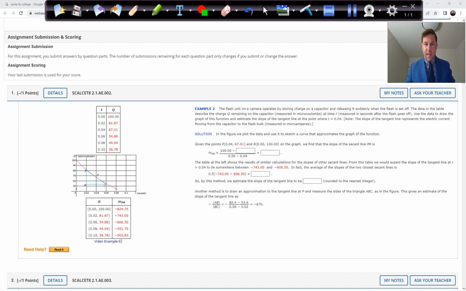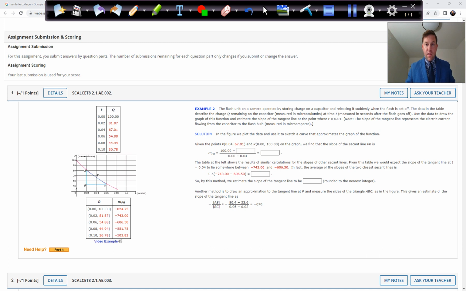The data in the table describe the charge Q remaining on the capacitor measured in microcoulombs at time t, measured in seconds after the flash goes off. Use the data to draw the graph of this function and estimate the slope of the tangent line at the point where t equals 0.04 seconds. Note the slope of the tangent line represents the electric current flowing from the capacitor to the flash bulb measured in microamperes. In the figure we plot the data and use it to sketch a curve that approximates the graph of the function.